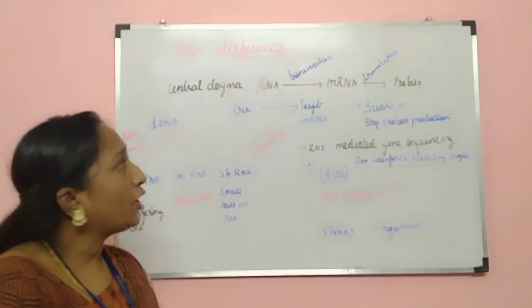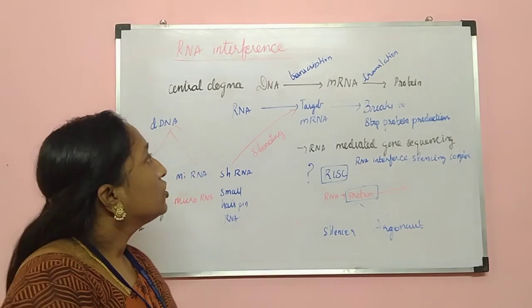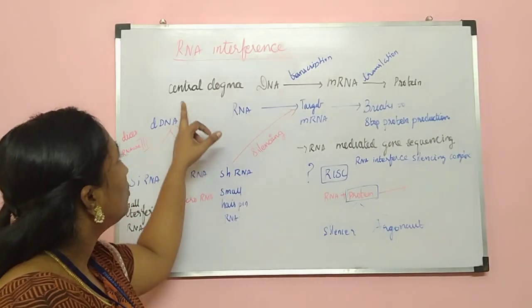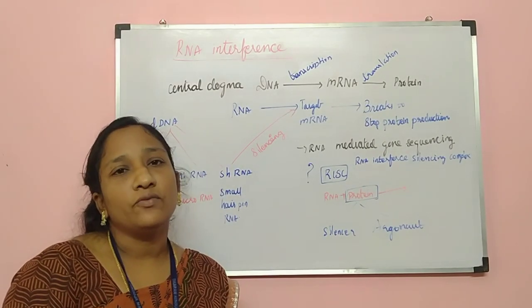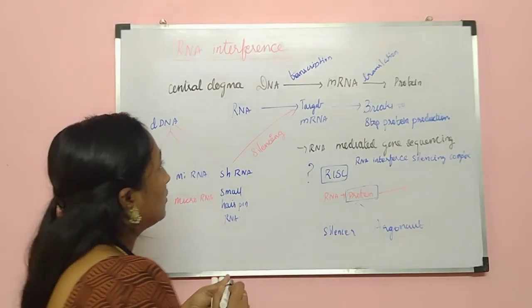Children, next we are going to learn about RNA interference. Before RNA interference, we should know the central dogma. Do you know what the central dogma is? It was given by the scientist Crick. So this is the word dogma.